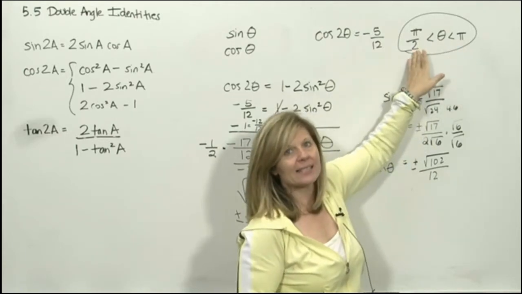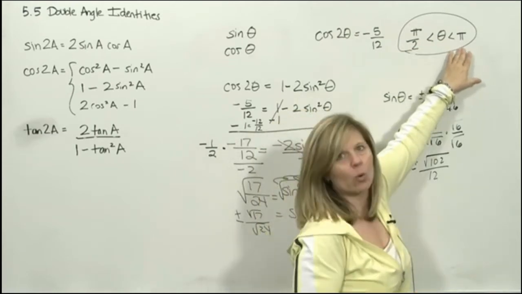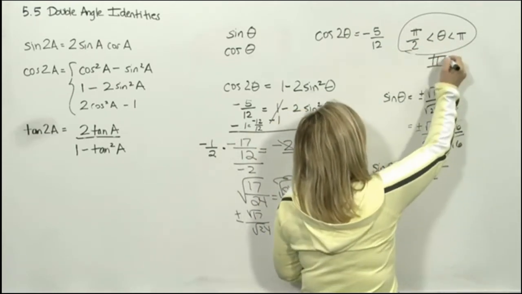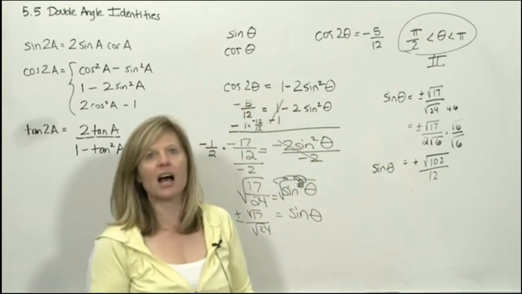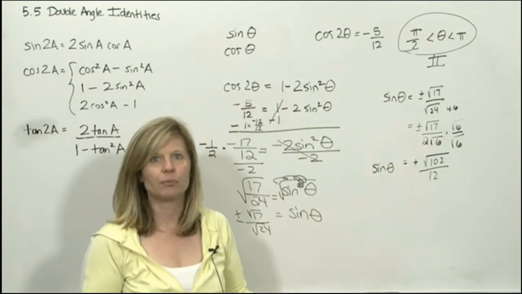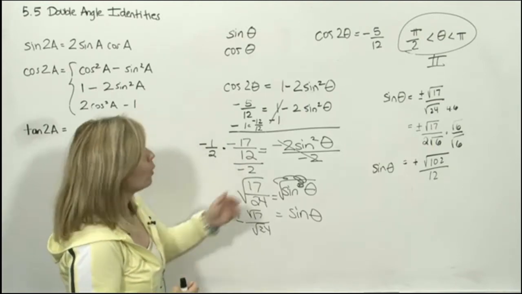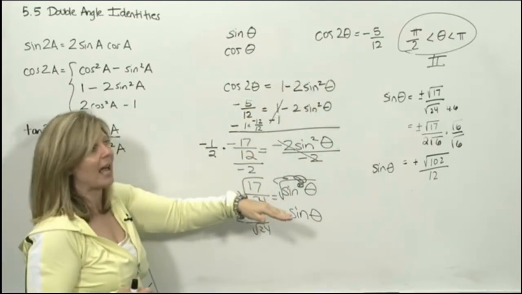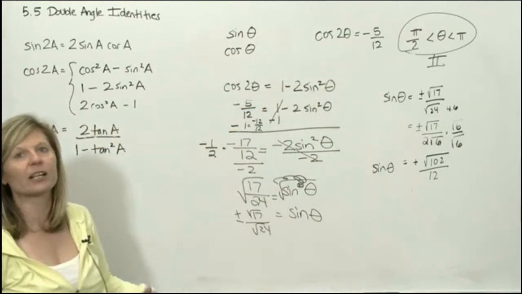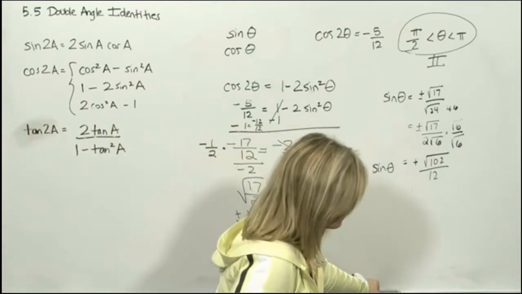We know that's 90. We know that's 180. If you're between 90 and 180, what quadrant are you in? Quadrant 2. So now we know this answer has got to be positive because sine is positive in quadrant 2. Okay? So everybody pay close attention. We were given the double angle information and we had to come out with the original angle. So all we had to do is set this up like an equation and solve it. Okay? Let's do the second part.